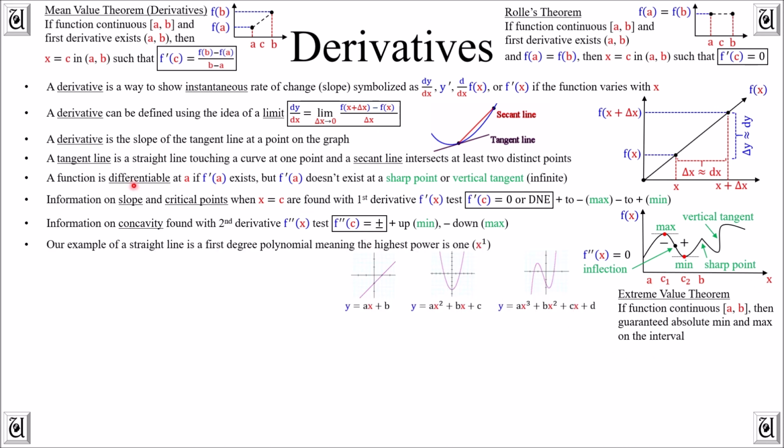So our example, back to our simple example, is a straight line and it's a first degree polynomial, which means the highest number in the power is 1. So its highest power is 1. And so we can look at our line here, y equals ax plus b, where a represents the slope. Or if you had a second degree, we would have y equals ax squared plus bx plus c. Or if we had the highest power be 3, and so on.